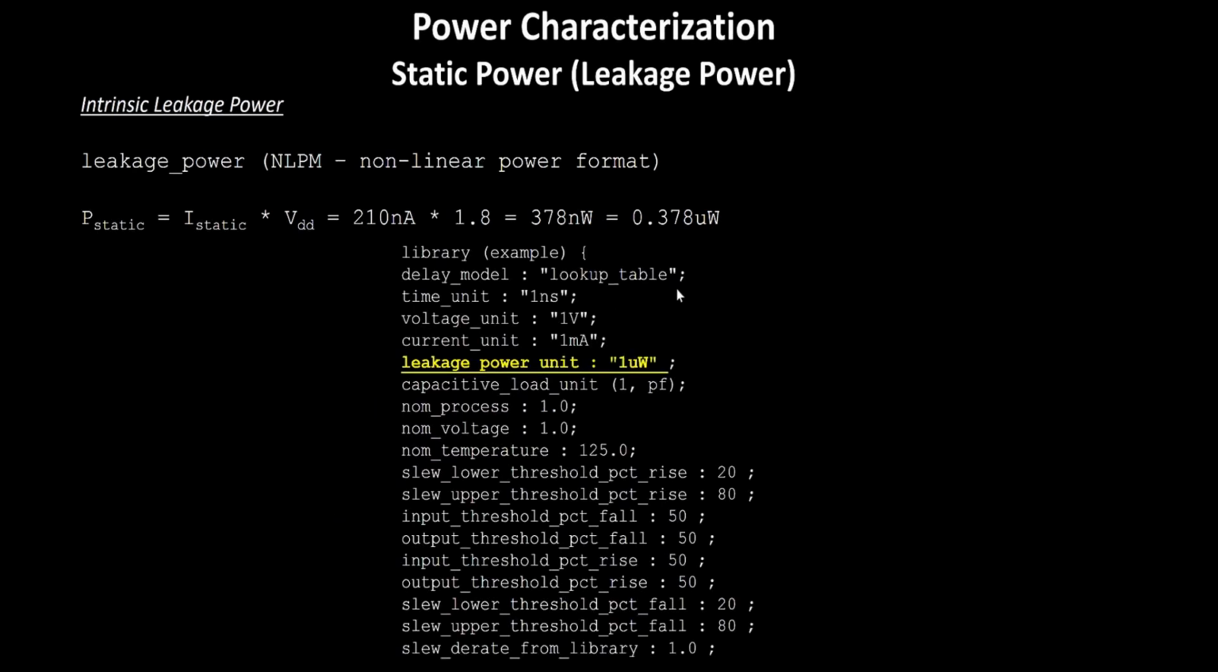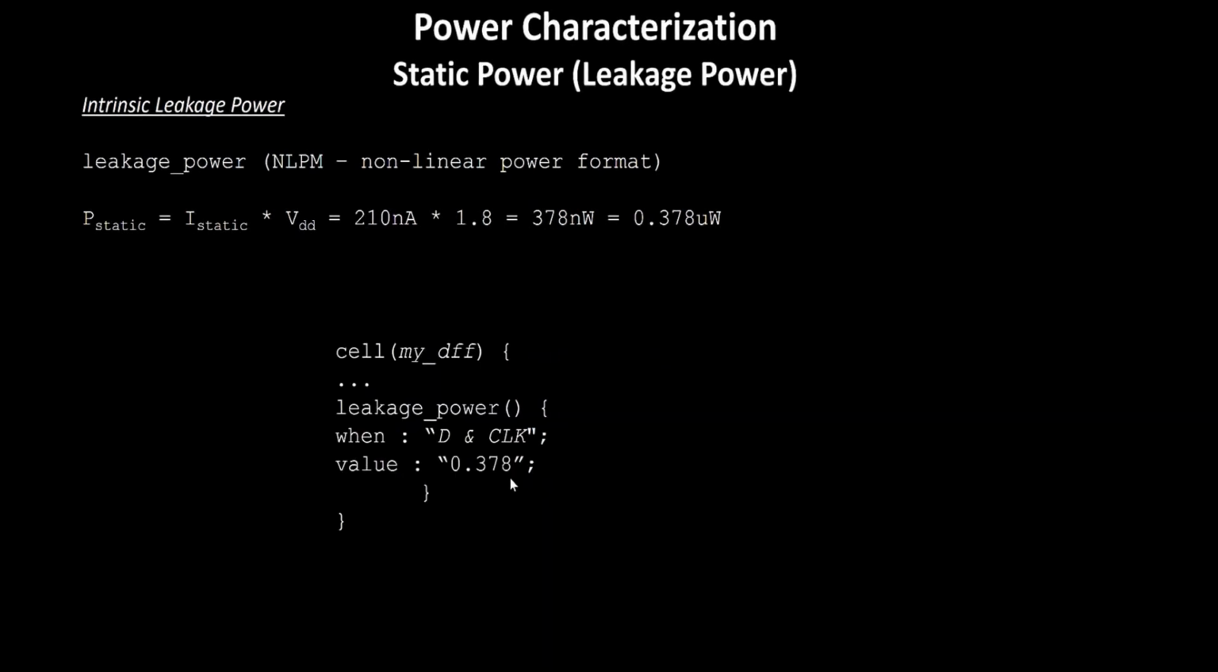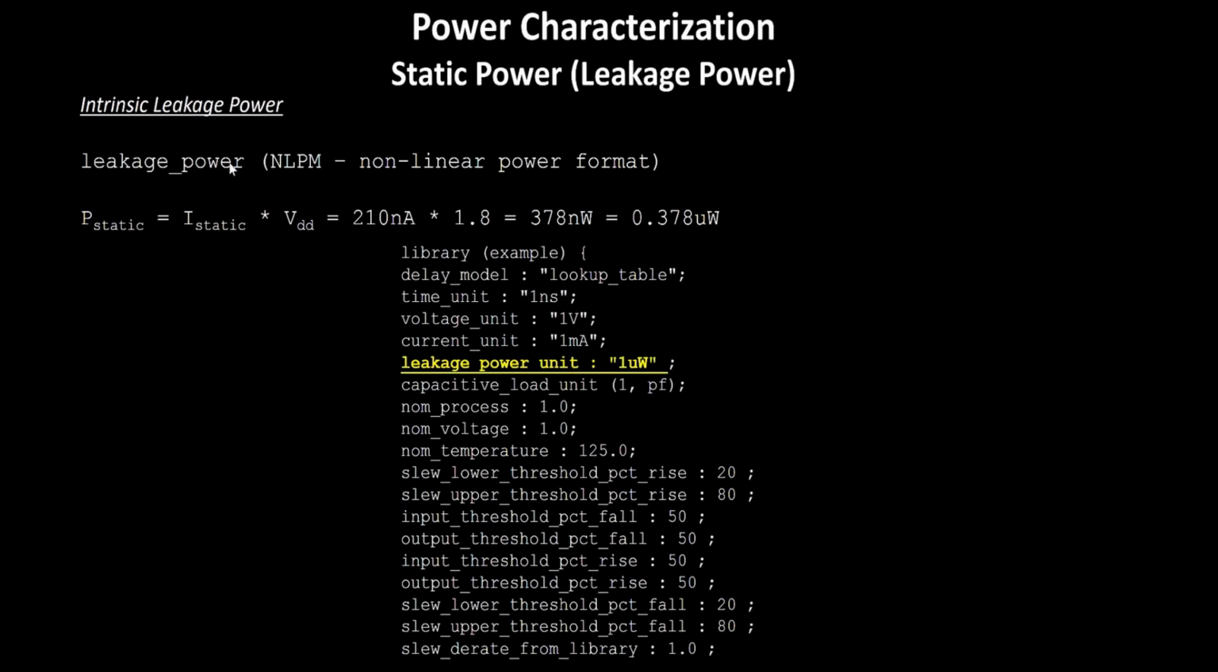When you open up the library, in the initial section you will see all these different units mentioned here. Under that, you will see leakage_power_unit, which could be 1 microwatt or 1 nanowatt. If it is 1 nanowatt, you need to specify the value of 378 in the value section here. But if it is 1 microwatt, you just need to specify 0.378. Okay, so that was about the leakage power group.